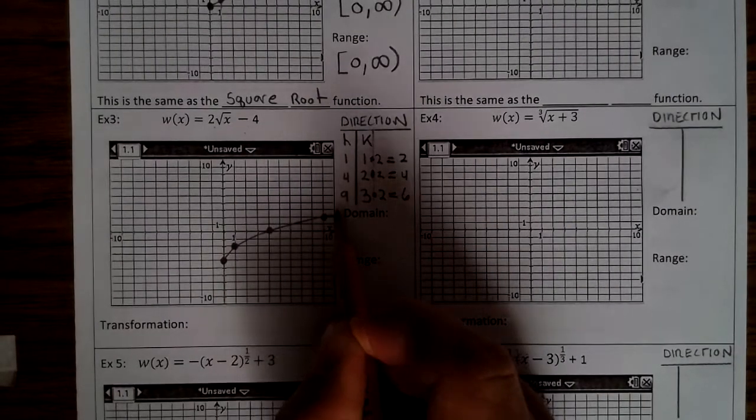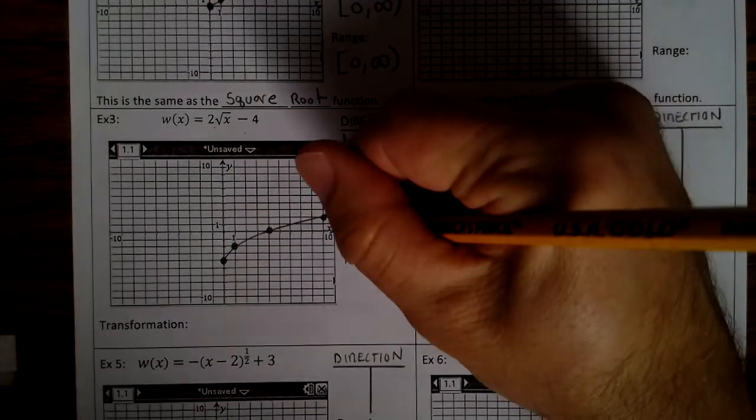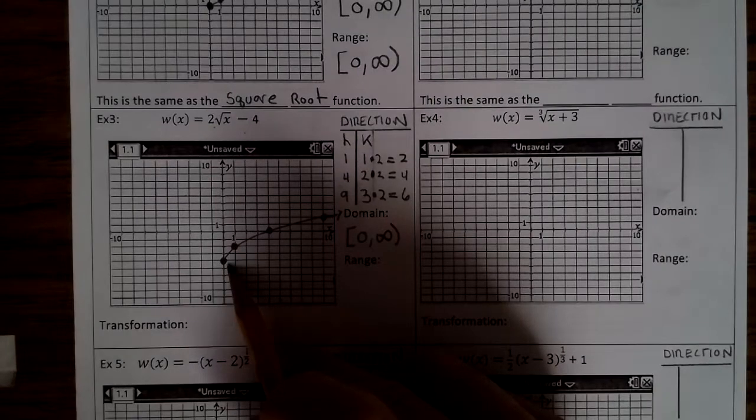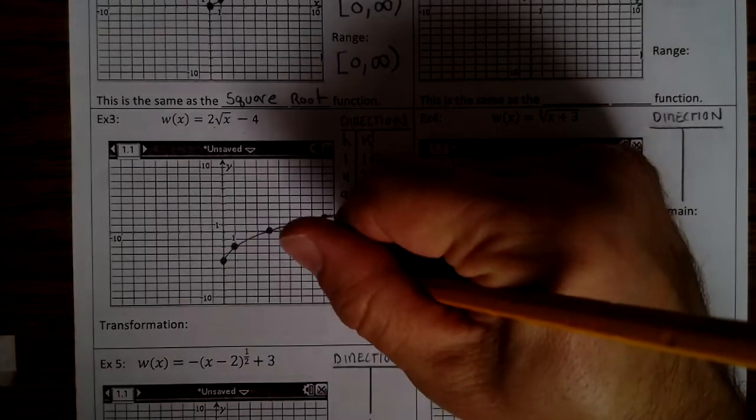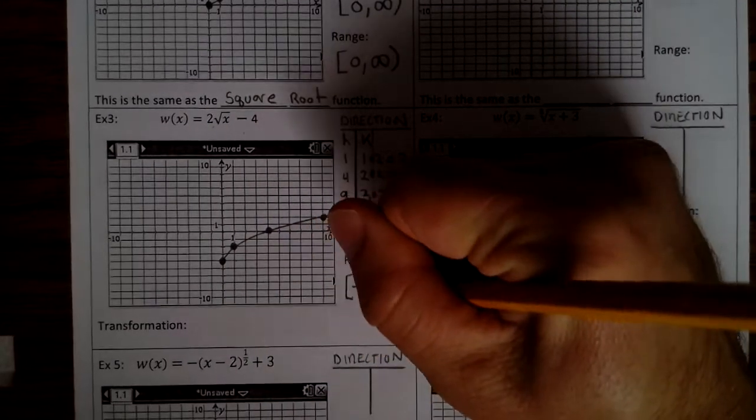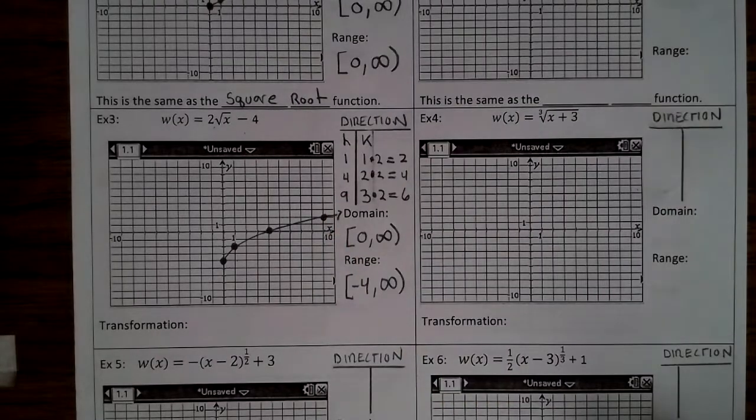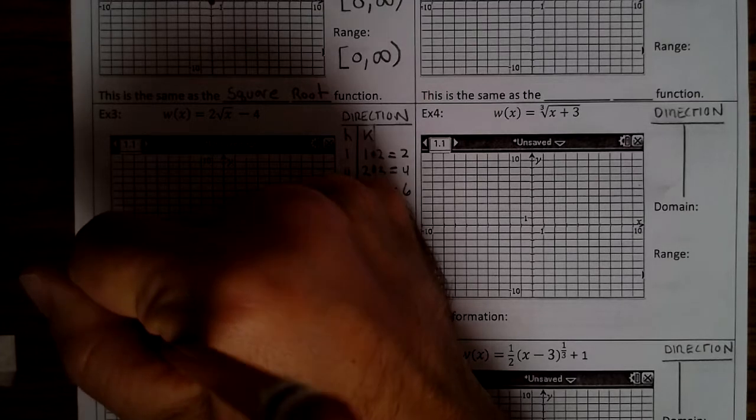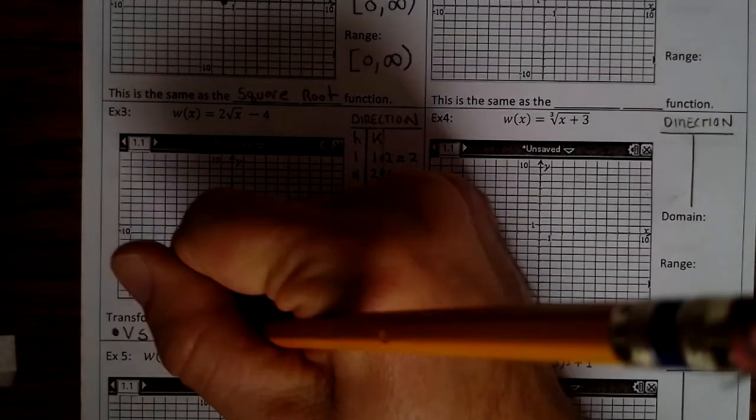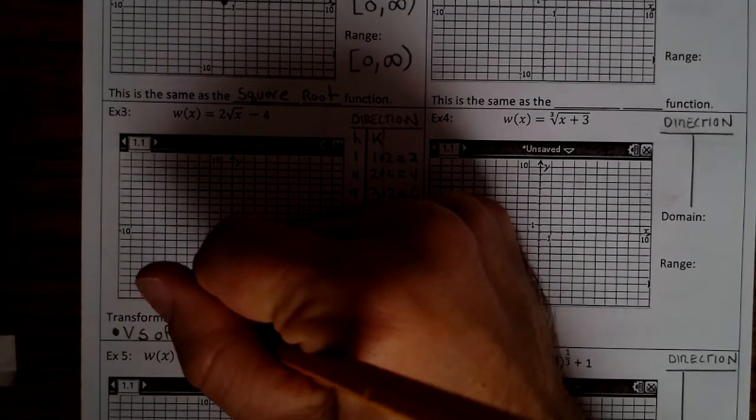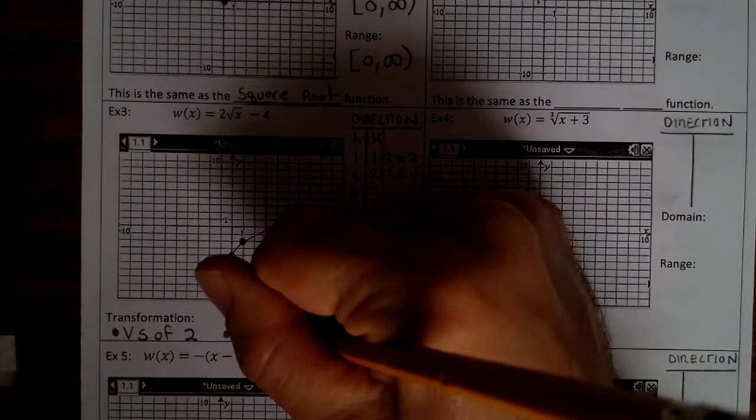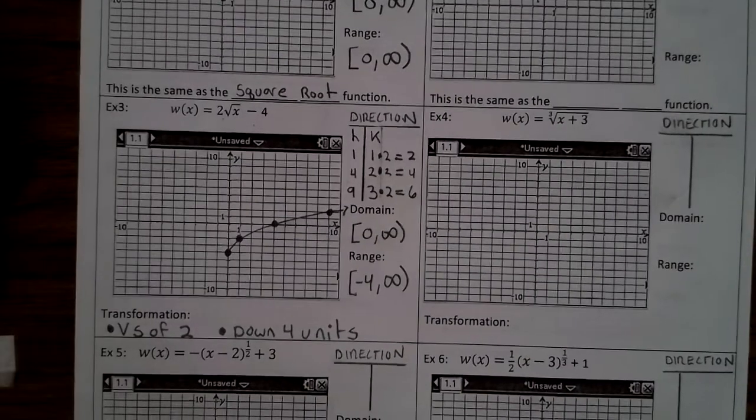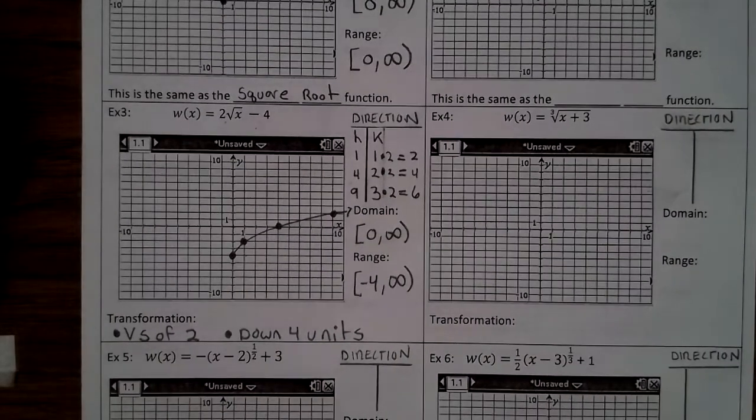Domain, bracket 0 to infinity. Range, it looks like bracket -4 to infinity. So the two transformations: you have a vertical stretch of 2 and it's down 4 units. Finish up example 3. All right, now let's take a look at example 5.